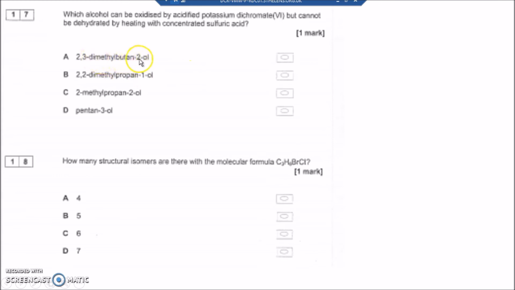Let's have a look at this. Butan-2-ol. So the OH is at carbon number 2. So it's in the middle of a chain at carbon number 2.